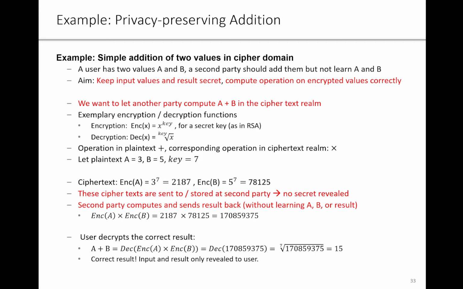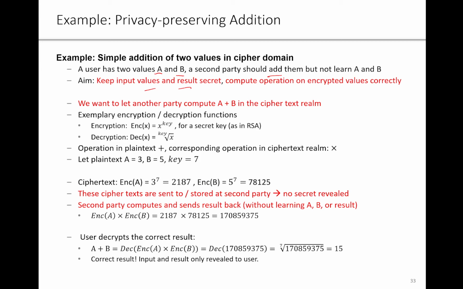So let's have an example for this. The simple addition of two values in the cipher domain. So we have two values A and B. The second party should add them, but not learn A and B. So A and B, and the result should be secret.